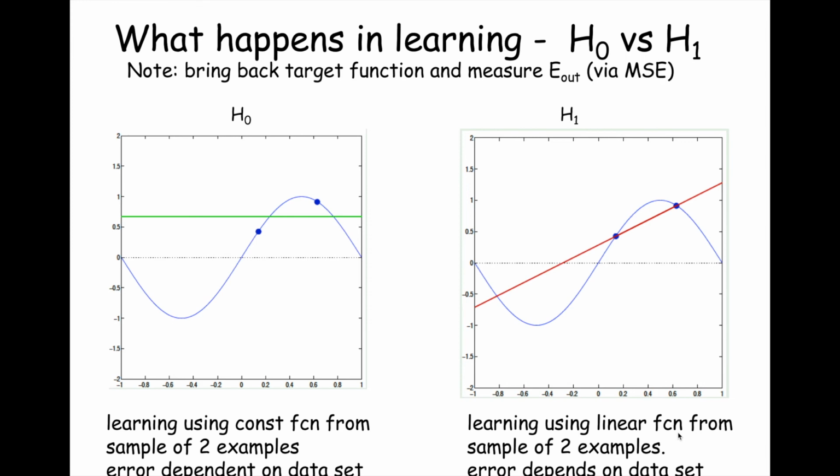You're taking your in-sample points and you're trying to produce the same values that mimic the ground truth target function, but you're only using functions drawn from that H naught, okay? And so it's trying to produce that value for the first point and for the second point. The best it can do is sit there right in the middle, okay?